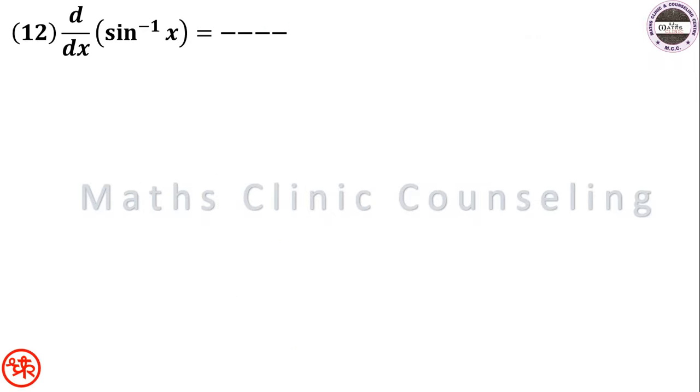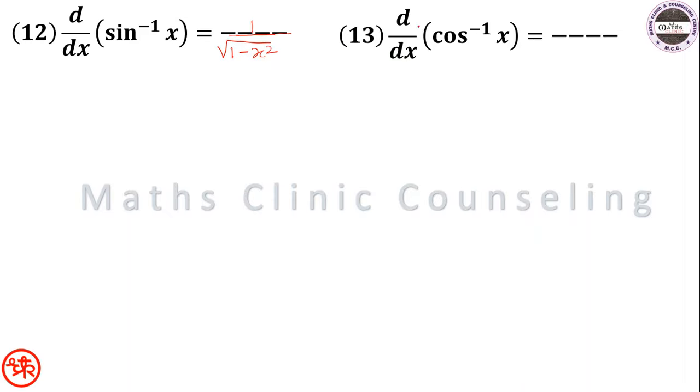Is that clear? Then you see d/dx of sine inverse x. What is d/dx of sine inverse x? 1 upon square root of 1 minus x square. Is that clear? d/dx of cos inverse x is minus 1 upon square root of 1 minus x square. So you can find the difference between this formula and this formula: there is a minus sign difference only.